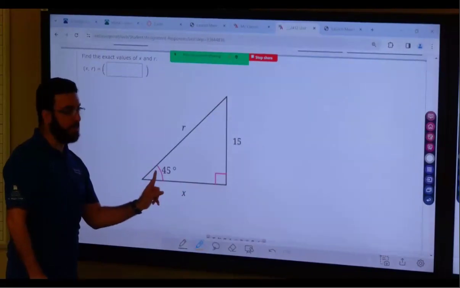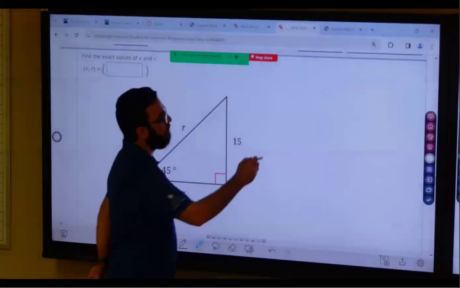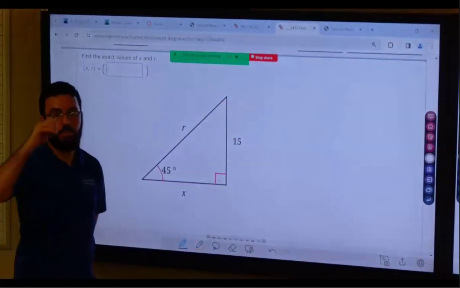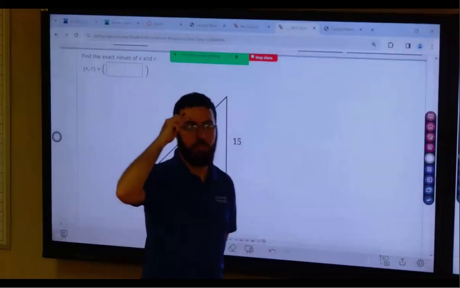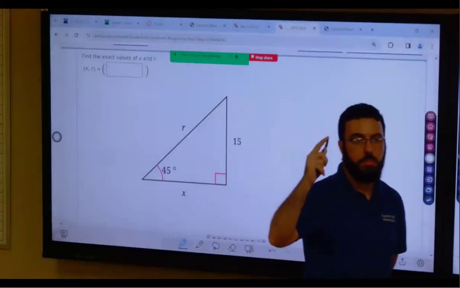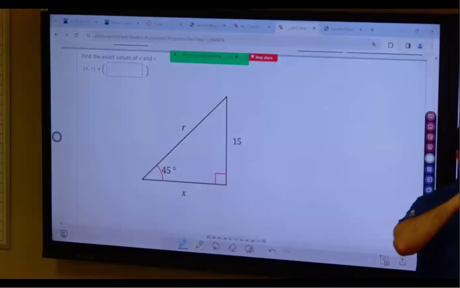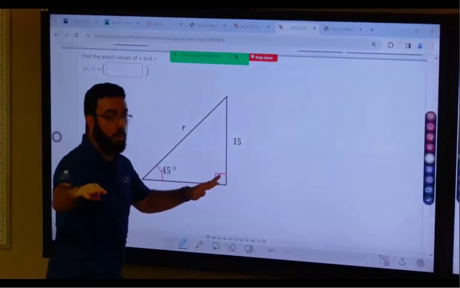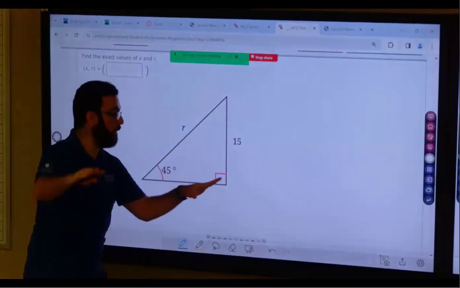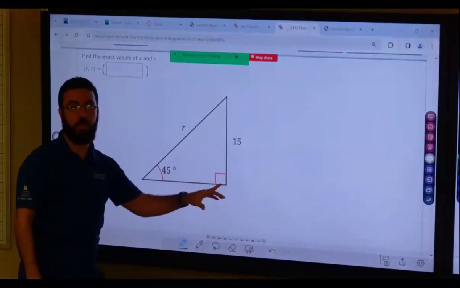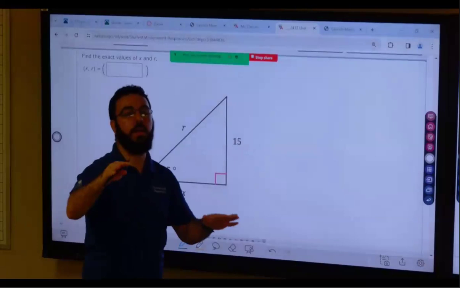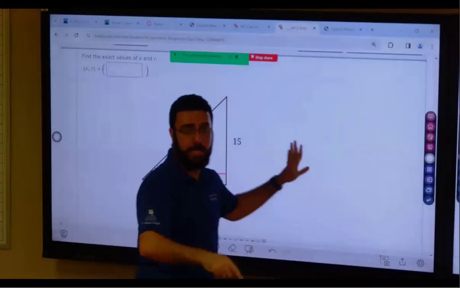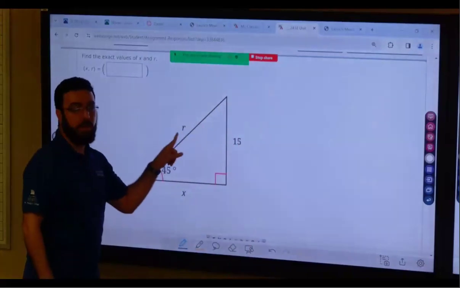Use tangent. Tangent 45 equals 15 over it. You know how there's tangent 45 and then the other ones, like sine? How do you know which one to use? Which side do you want to find? Whichever one you pick, you're going to solve the example. So which side are you going to find? You're going to find R.